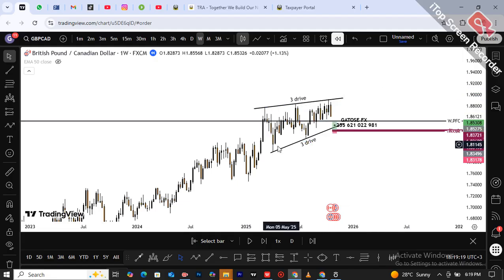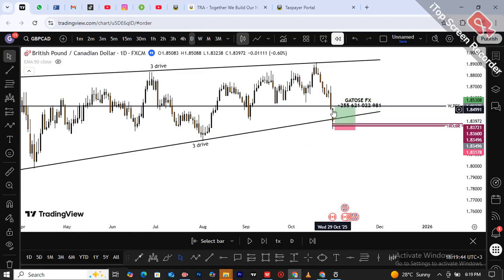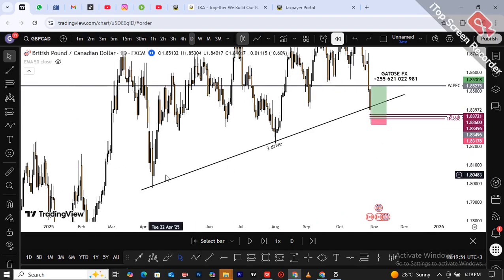Okay. At the bottom side, we have the first touch, second touch. So I hoped that we will eventually get a third touch at this area. But I didn't just take this trade only because it touched this third drive. I went to the daily time frame. Once I realized price had already gotten here on Wednesday last week, I said, okay, fine. Now you see, you have the first touch, second touch, and the third touch.